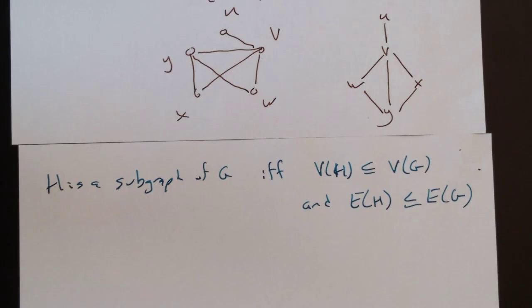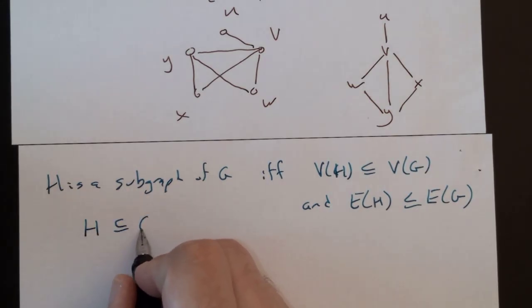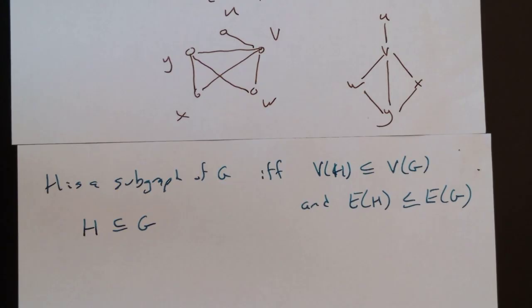Since we think of graphs as sets, I can say that I have subsets. If my vertices in one graph are completely a subset of the vertices in another graph, and the edges also are a subset, well, then I've created a subgraph. And we would actually use that subset notation and say H is a subgraph of G.